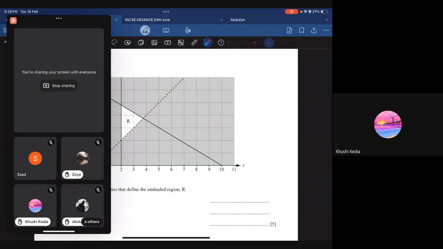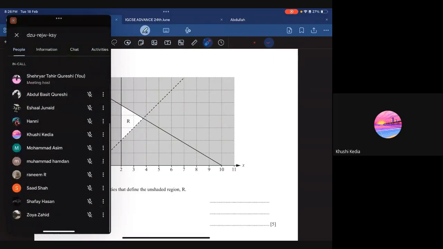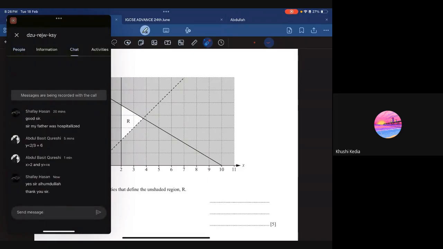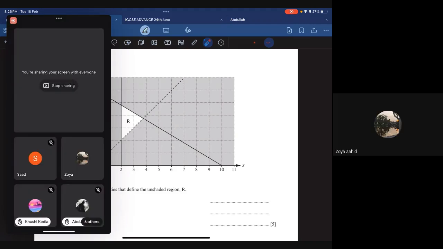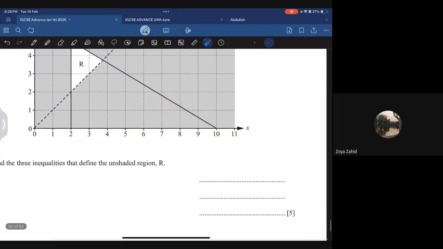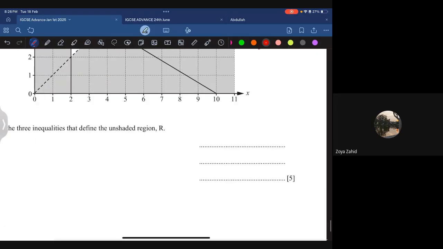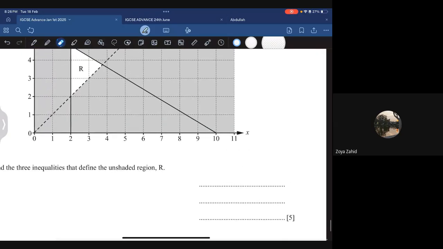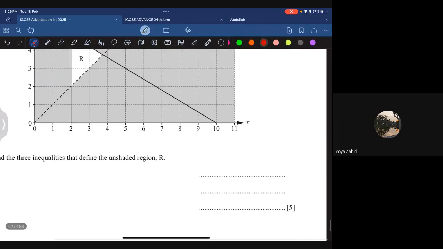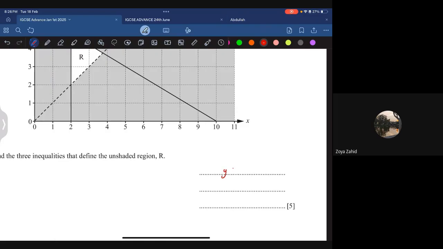All right. Zoya was done first, so Zoya draws first blood. Yes, Zoya. Just tell us one, any of your choice. Y is greater than X. Y is greater than what? X. Y is greater than X. Okay.